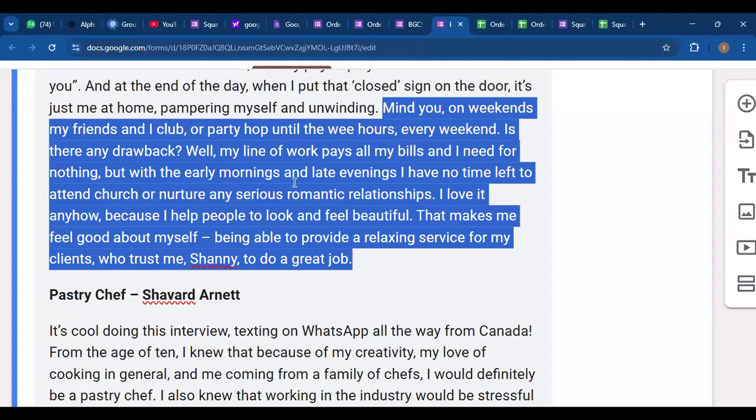But with the early mornings and late evenings, I have no time left to attend church or nurture any serious romantic relationships. I love it anyhow because I help people to look and feel beautiful. That makes me feel good about myself, being able to provide a relaxing service for my clients who trust me, Shani, to do a great job.